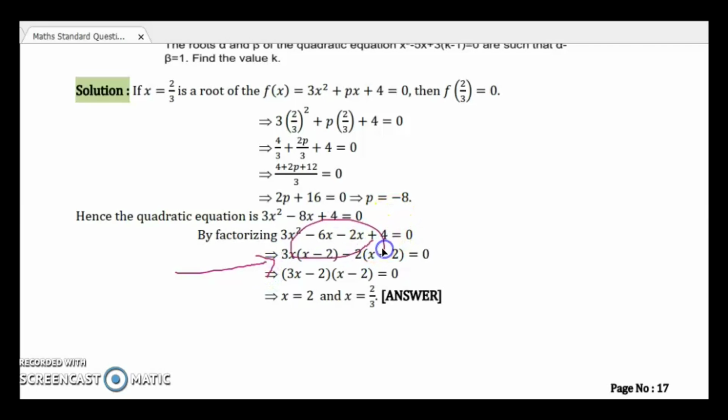Split the middle part, minus 6x as minus 4x minus 2x, take the terms in common, that is take minus 3x common. Therefore this is going to be x minus 2. Here take minus 2 outside, the balance is x minus 2. If you put x minus 2 outside, then the balance is 3x minus 2, that is equal to 0. That means x is equal to 2 and x is equal to 2 by 3. Already 2 by 3 is one of the roots given in the problem. Therefore, what is the other root of the given quadratic expression? The other root is x equal to 2. Okay, right.